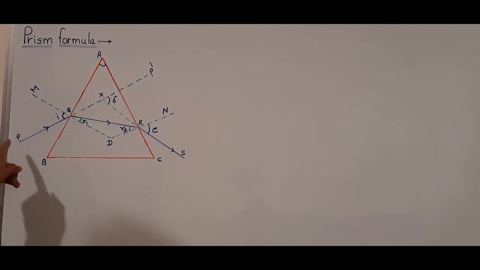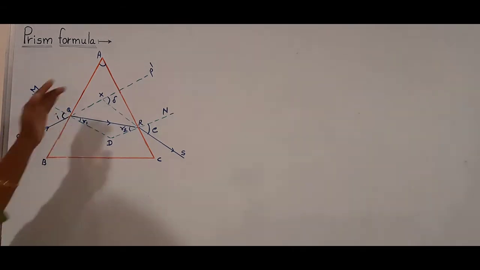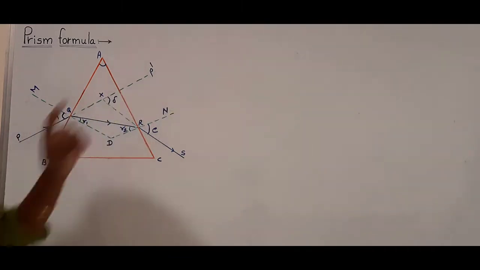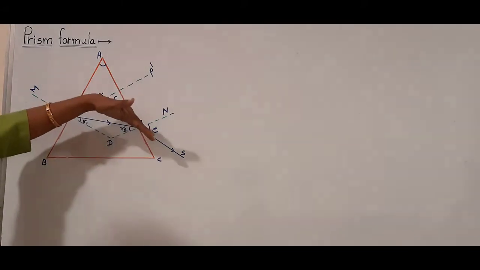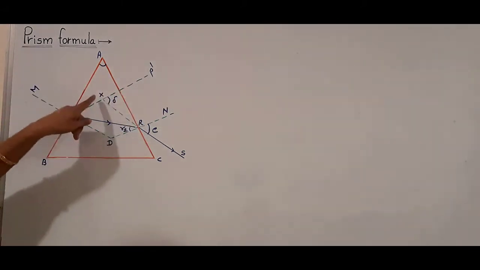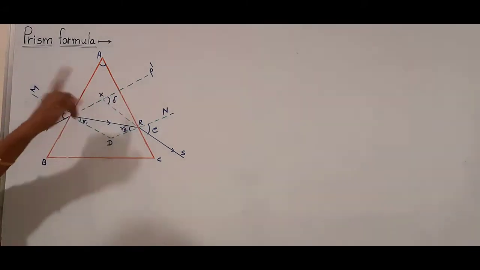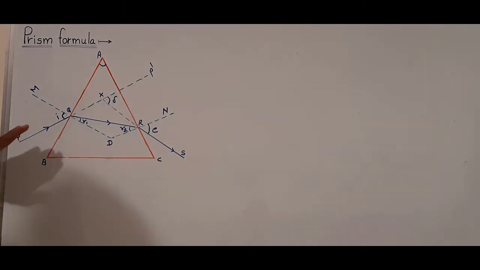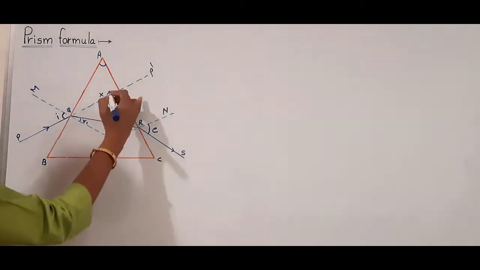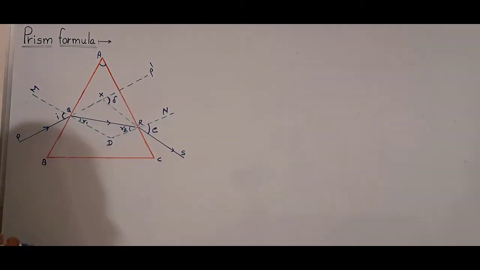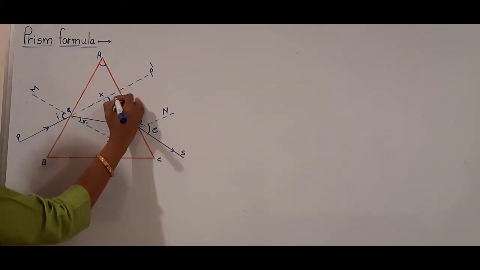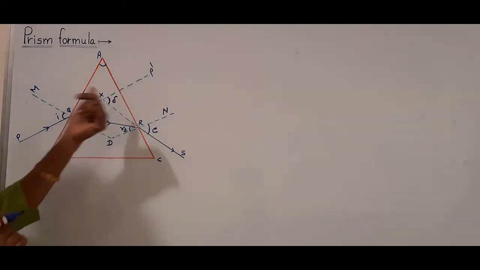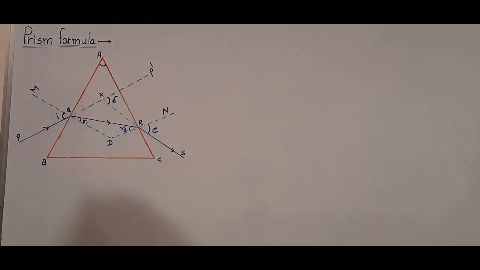Now, PQ is produced to QP dash and RS is produced back as RX, and the angle between the incident ray and the emergent ray is called delta. That is the angle of deviation. We have to find out this value of delta.